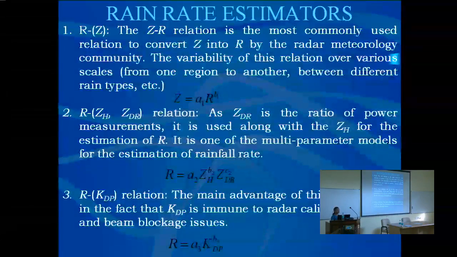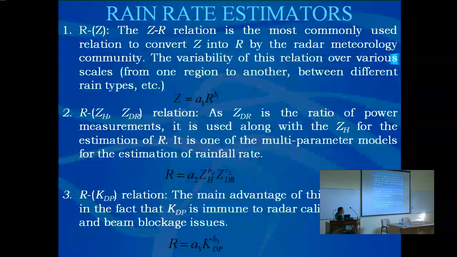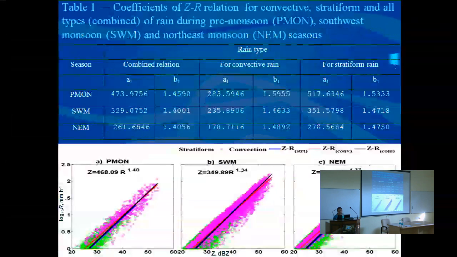These are basically 3 different rain rate estimators. First is the ZR relation, Z equal to A1 R to the power of P1, a very popular relation, and as we all know, the variability of reflectivity depends on the drop size distribution. The second is a multi-parameter model. The differential reflectivity will give much better information on the drop size, so this multi-parameter model reduces the influence of the variability present in ZH. And the third is KDP. As a phase parameter, it is immune to partial beam blockages, and it has many advantages. There are many other relations, but I have constrained it to only 3.